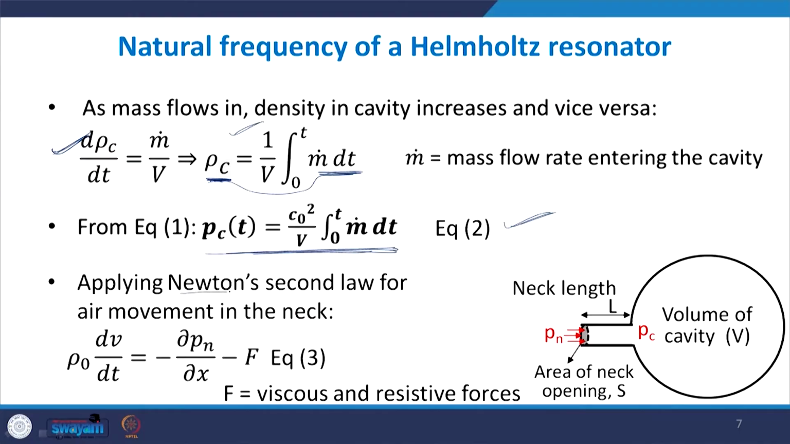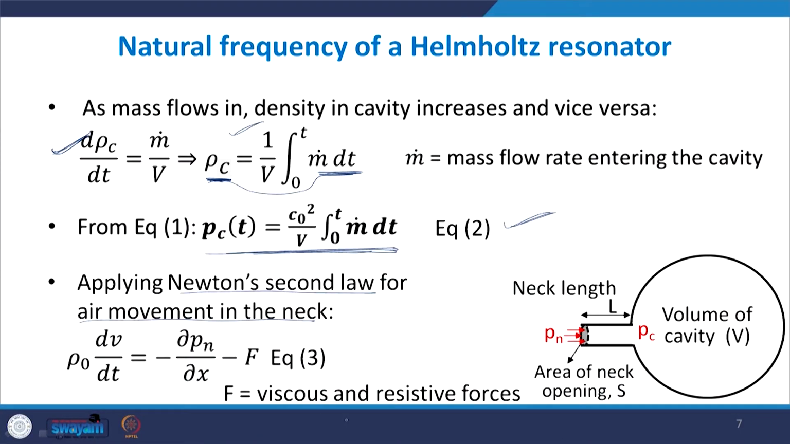Now we will obtain an expression for the acoustic pressure in the neck. For that, first of all, we apply Newton's second law to the air movement that takes place in the neck. By Newton's second law, the total force acting in the direction of motion will be equal to mass into acceleration. The pressure gradient generated throughout the neck length will be opposite to the direction of the velocity, because the air will always move from a zone of high pressure to low pressure. So it is the negative pressure gradient which is the force that generates this airflow.